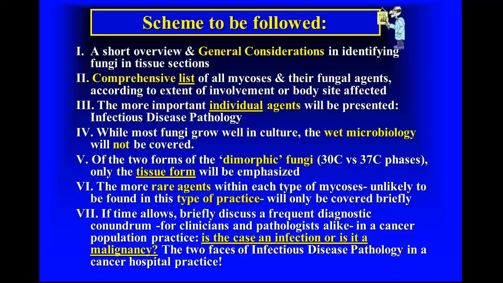Okay, so this is what I'm going to do for the next 50 minutes or so. We'll start with a short overview on identifying fungi in tissue. I'll move to a comprehensive list of all of the mycoses. Every fungus you'll ever have to identify and treat will be included in that table to make it easy for you to remember. And we're going to break it up into the types of mycosis according to the extent of involvement of the body. Number three, we'll go into the individual agents.